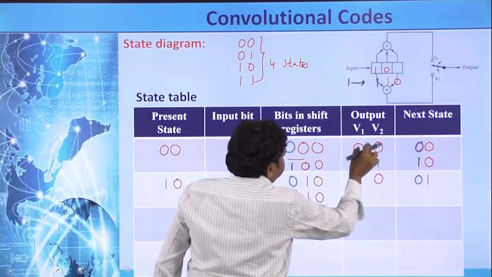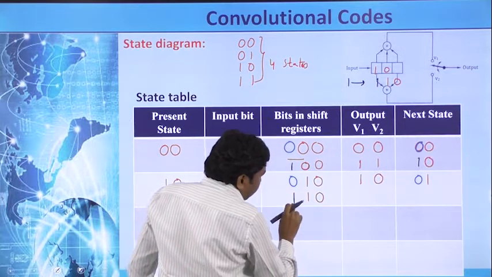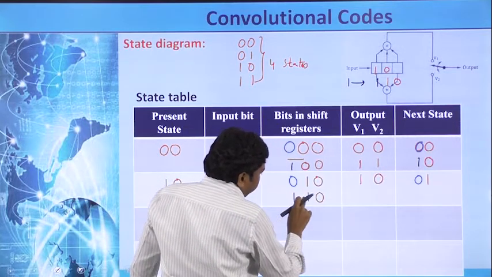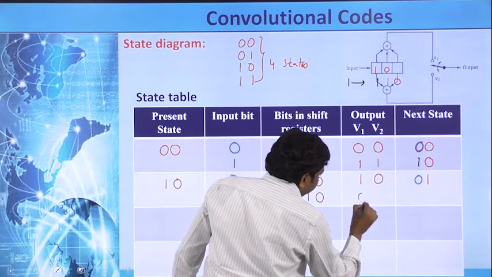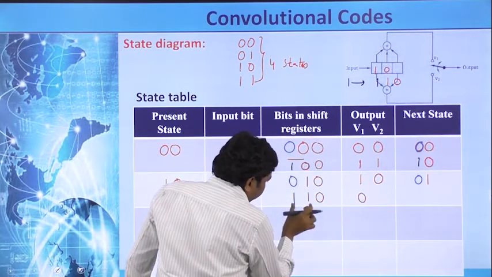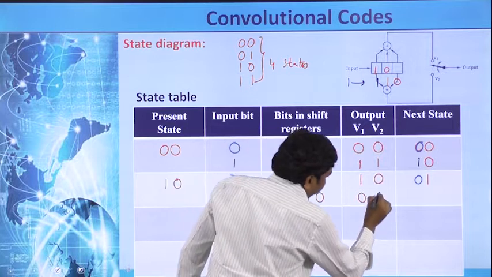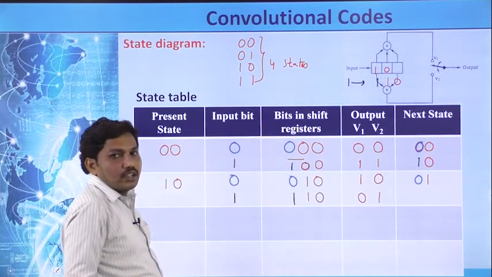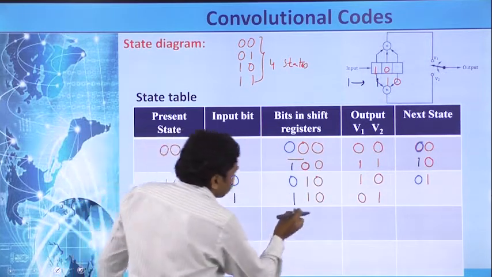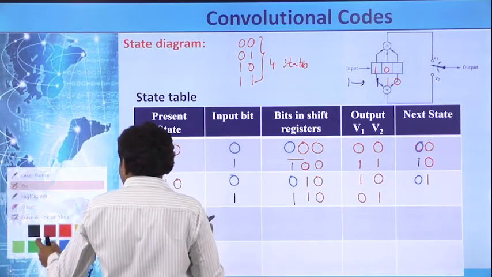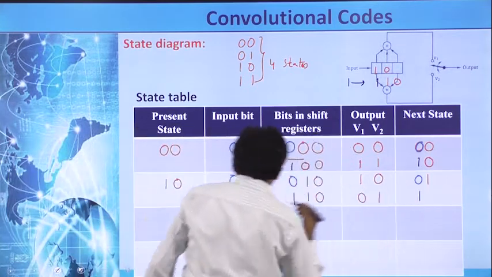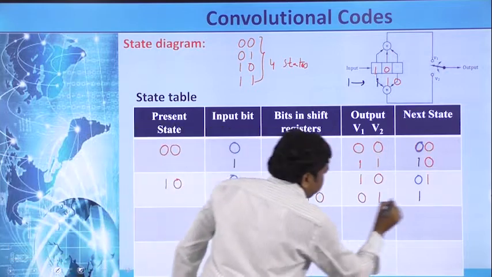So, the output bits V1. What is V1? V1 is the sum of these three. 1 plus 0 is 0. V2 is first one and last one. 1 plus 0 is 1. So, what is the next state? Next state is the first two bits, is 1. Second bit is also 1.